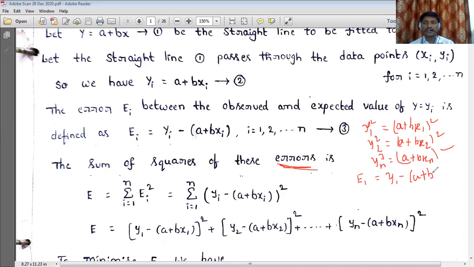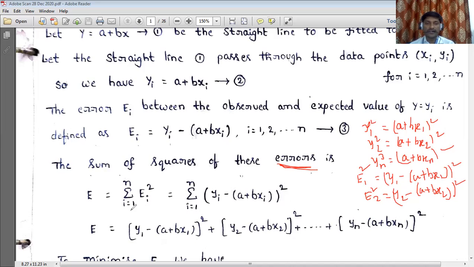So error 1 uses a plus b x1, and next e2 is y2 minus (a plus b x2). This is error 2. In the same way e3 is y3 minus (a plus b x3). Squaring these gives e1 squared, e2 squared; this is whole squared and this is also whole squared. So the squares of these errors are e1 squared plus e2 squared and so on, plus en squared.